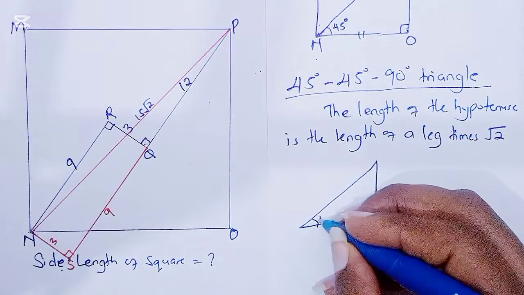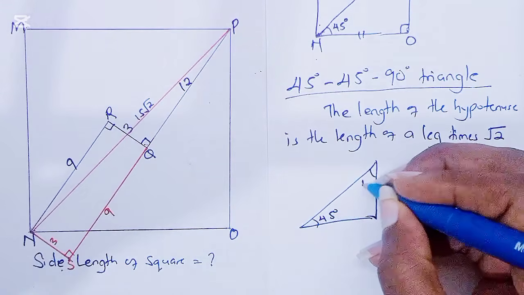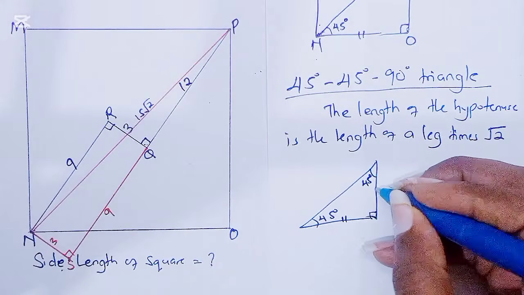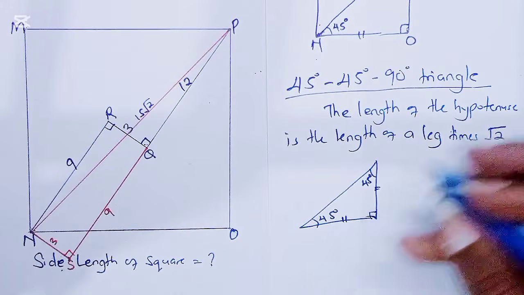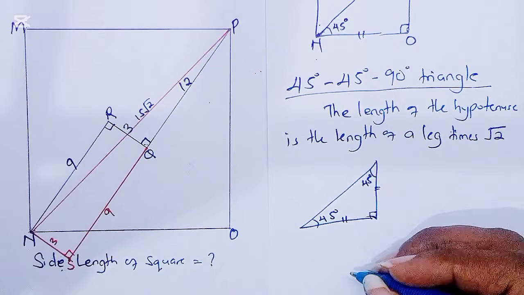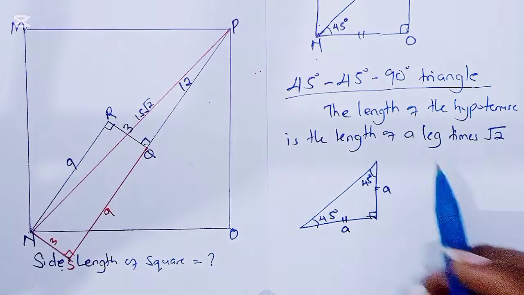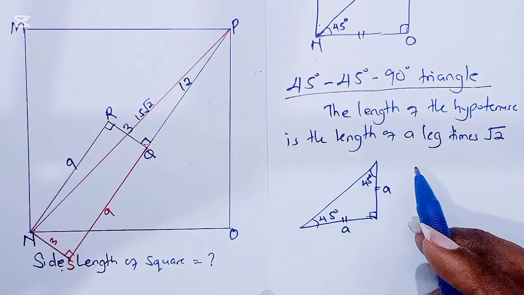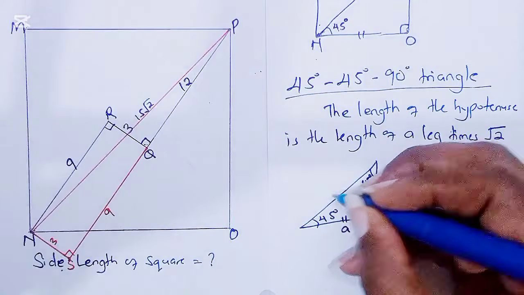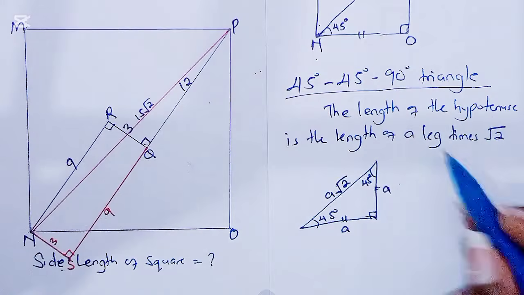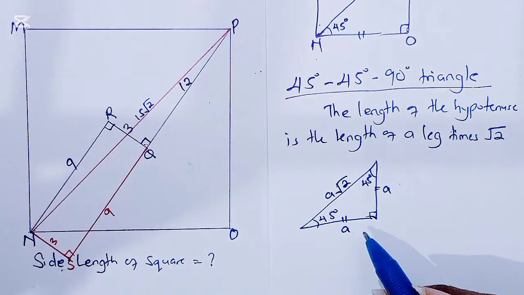If you have this 45 degrees, this is 45 degrees, this is 90 degrees, this side is equal to this side. So if this side is A and this side is A, then the length of the hypotenuse is the leg times root 2. Okay, that is what this statement is saying.